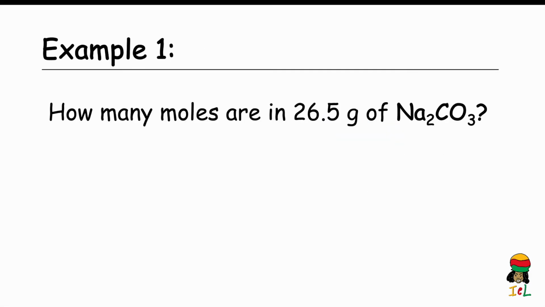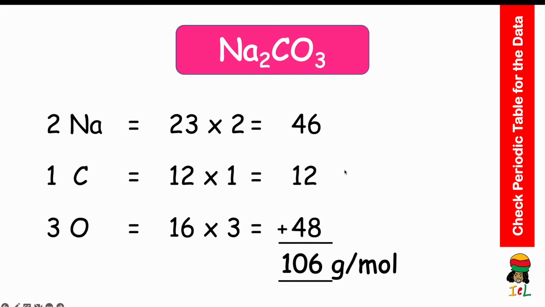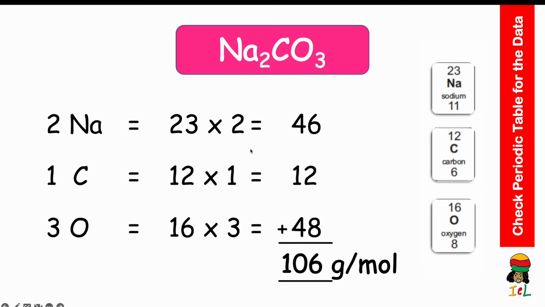So our first example states: how many moles are in 26.5 grams of sodium carbonate, Na2CO3? So what information do we have? To find moles, we have the mass, which is 26.5 grams. And next, we need to find the molar mass of the compound sodium carbonate. So when we do our calculations, we would check the periodic table to find the mass for 1 mole of each of the elements in sodium carbonate.